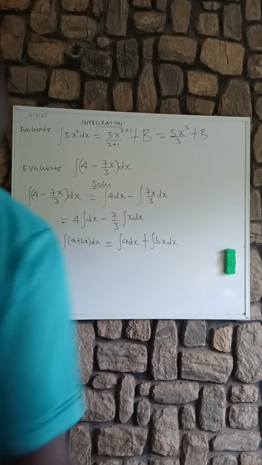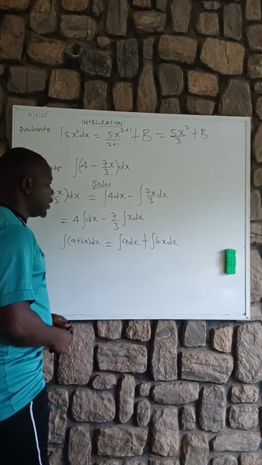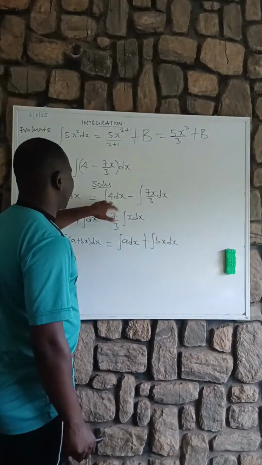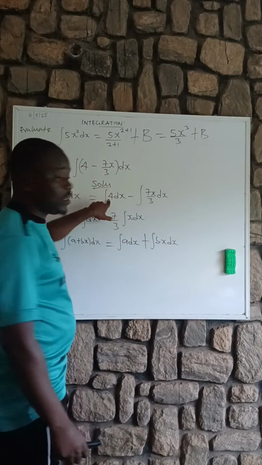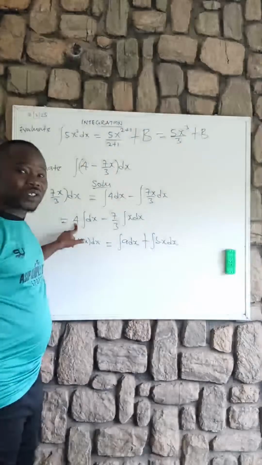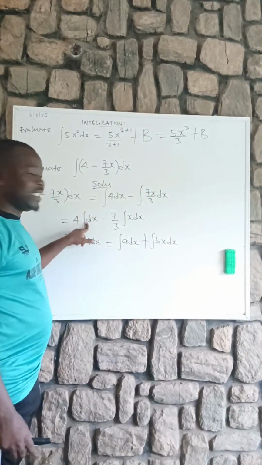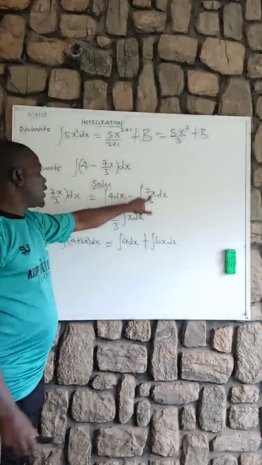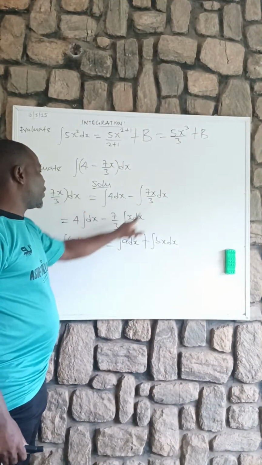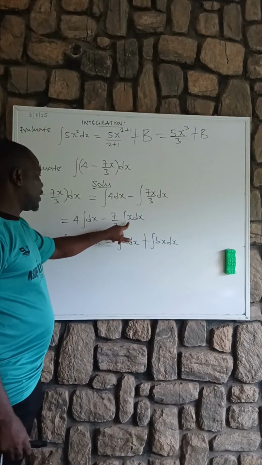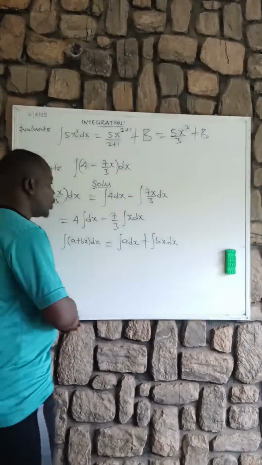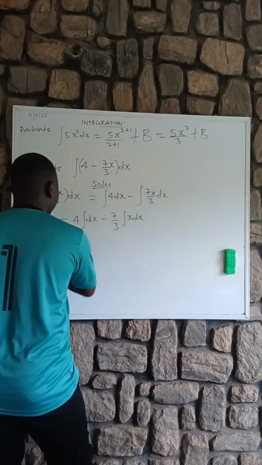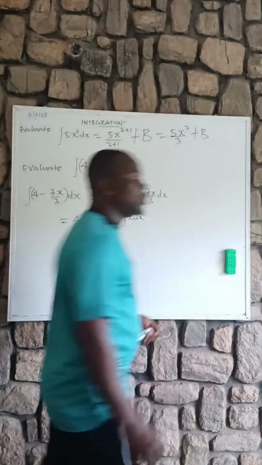If you agree with me, then I went further to say that 4 is a constant, so we can factor it out from the integral. You can now see that we bring 4 out. Likewise, 7 all over 3 is a constant, so we factor 7 all over 3 out of the integral. Can you see now? So it will be easier for us to integrate this function by using the formula.